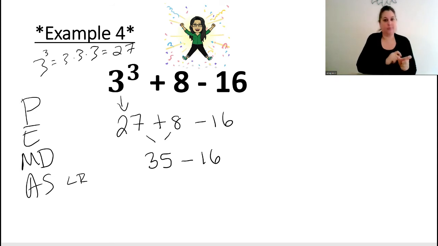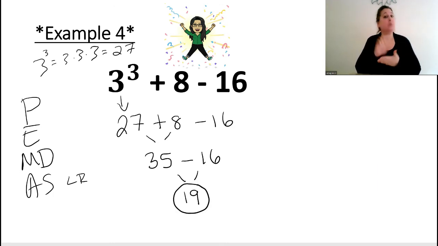All right. Now we have 35 minus 16. This is just one operation. But we can start our thinking again and say, do we see any parentheses? No. Do we see any exponents? No. Do we see any multiplication or division? No. Do we see any addition or subtraction? Subtraction. 35 minus 16 is 19.